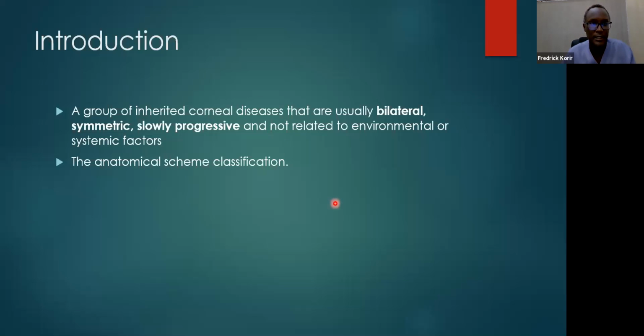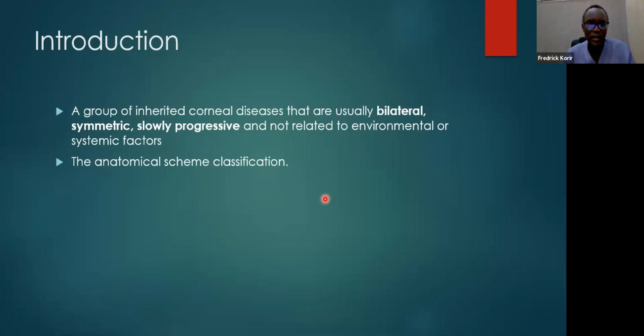So I'll get back to that case, but just to get your attention, this condition is really a reality. So what is corneal endothelial dystrophy? It is a group of inherited corneal diseases that are usually bilateral, symmetrical, and slowly progressing. Those are the three main things. So if you see somebody with bilateral disease, the corneas look the same, and you can't explain what it is.